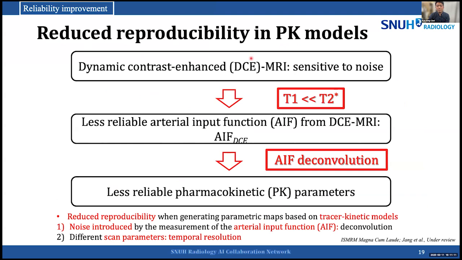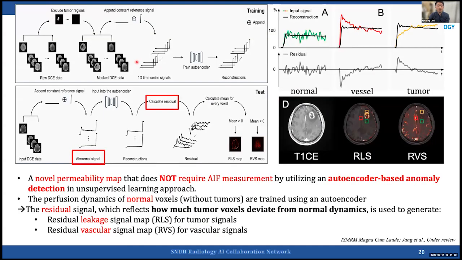However, the PK model-based approach deconvolutes the AIF, which is sensitive to noise, and in turn makes the PK parameters less reliable. In addition, different scan parameters such as temporal resolution make them less reliable as well. So we propose a novel permeability map that does not require AIF measurement by utilizing autoencoder-based anomaly detection in an unsupervised learning manner.